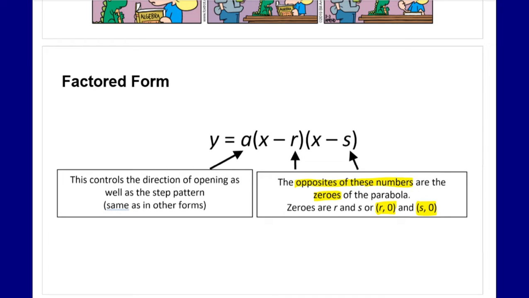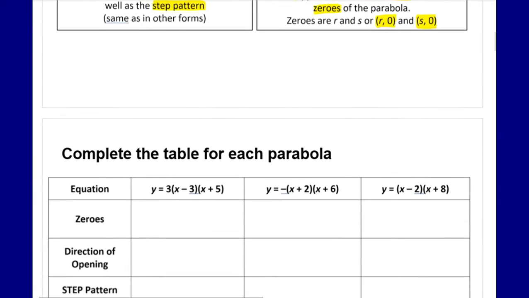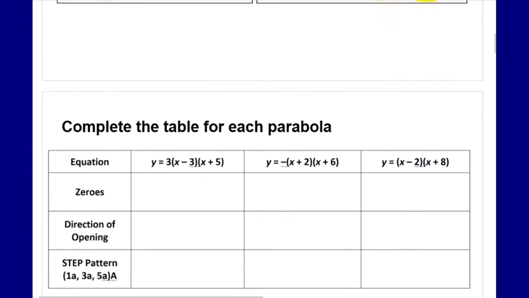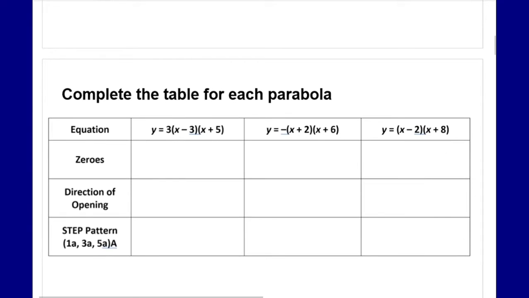Again, the a value, we talked about the a value controlling the direction of the opening, as well as the step pattern, which we talked about in the previous lesson. So using that idea, let's go through and complete the table for each of our parabolas, or each of our quadratic functions. If I look at the first one, I want to know what are the zeros, the direction of the opening, and the step pattern.